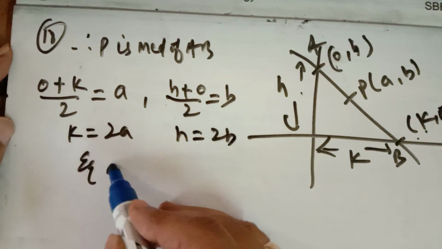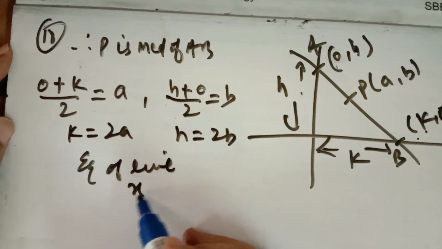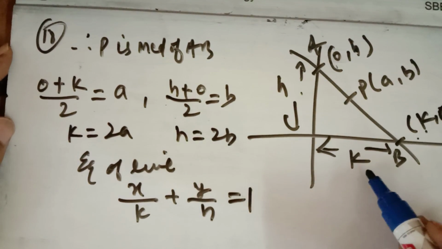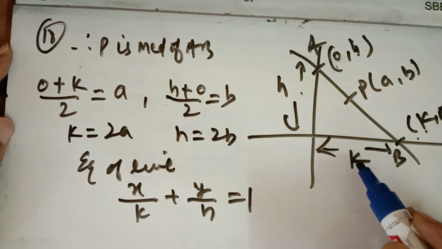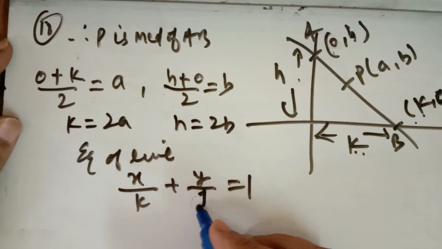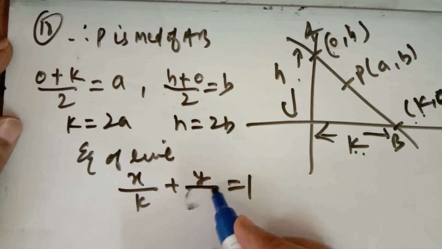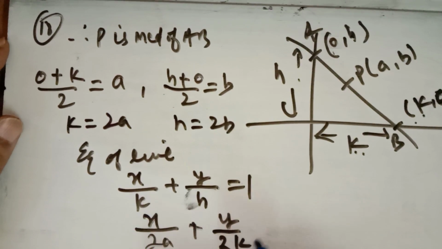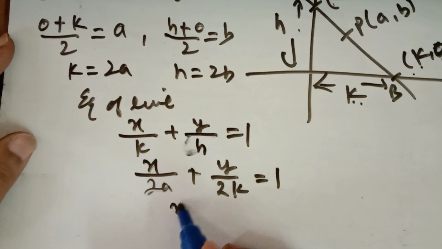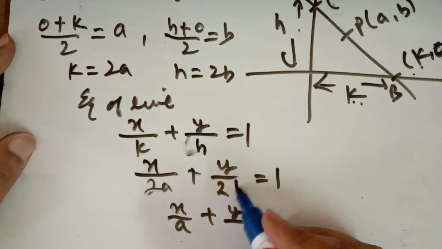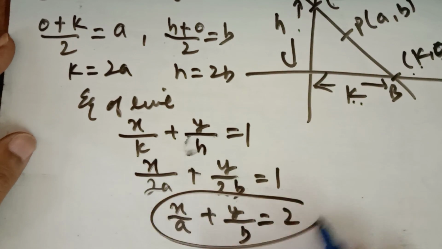Now the equation of the line in intercept form is x upon k plus y upon h is equal to 1, because in place of a and b we have taken k and h. So x upon a plus y upon b is equal to 1 is the equation of the line in intercept form, but in place of a and b we have taken k and h. So the value of k is 2a and the value of h is 2b. Cross multiply or arrange it, and you will get the equation of the line.